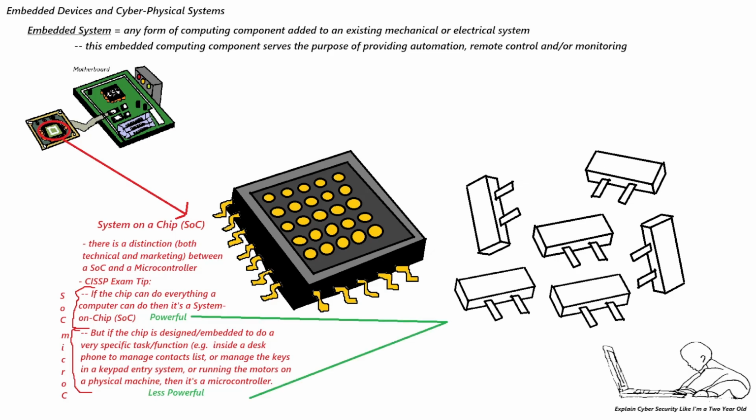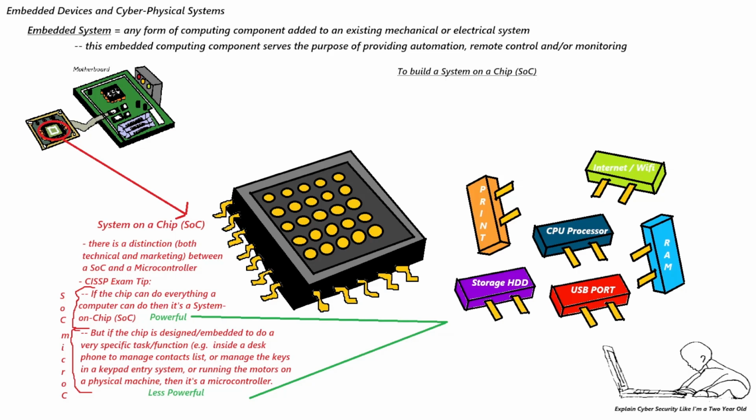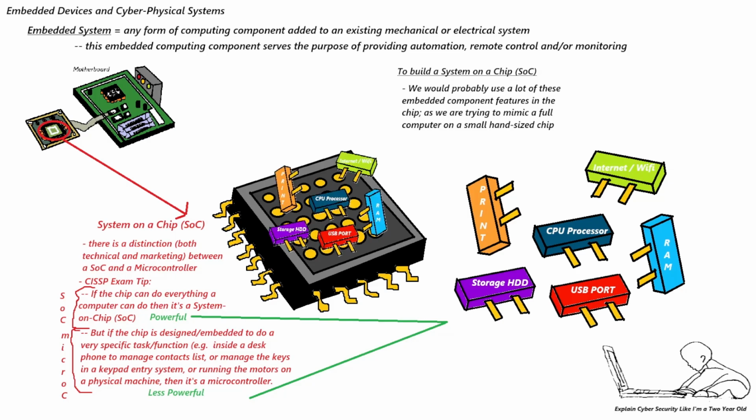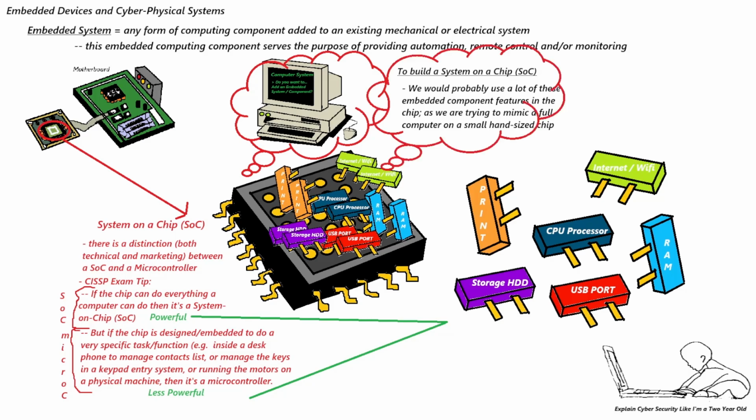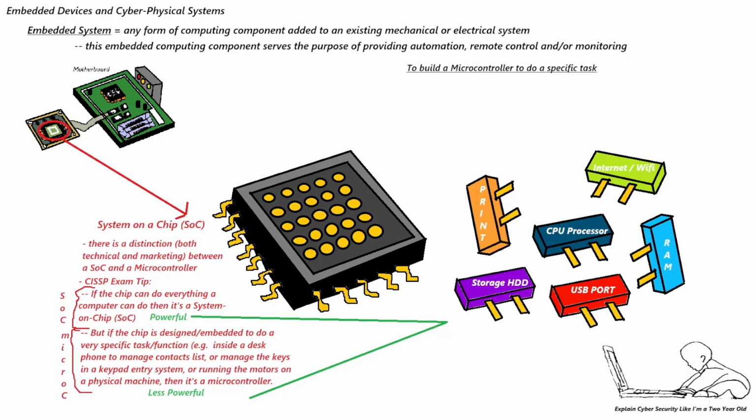Now, to further visualize and get even more technical, let's look at the individual components that we might want to solder into the chip or system on a chip, which is essentially, remember, a microcontroller. For a system on a chip, we might take a lot of these components and duplicate them. For example, we might want a CPU feature and a print feature, USB, internet, RAM, storage, etc., because we are trying to mimic a real full system or a computer on what would be a small hand-sized little chip that gets integrated onto a larger motherboard.